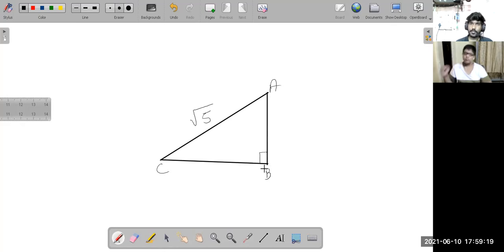Correct? So whenever you have to show a number on the number line, like root 2, root 3, or root 5, you take the hypotenuse to be of that length. And AB, you take it to be 1. Now, if the hypotenuse is root 5 and this side is of length 1, what should be the length of side CB? We can use Pythagoras theorem and find out. Yes or no?